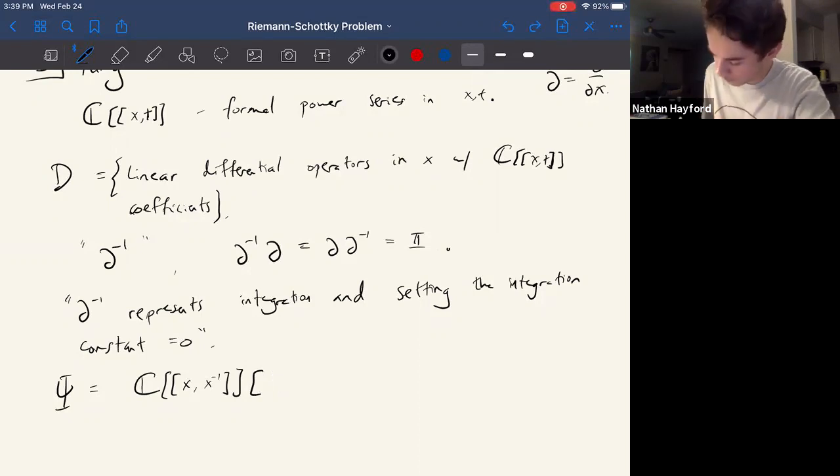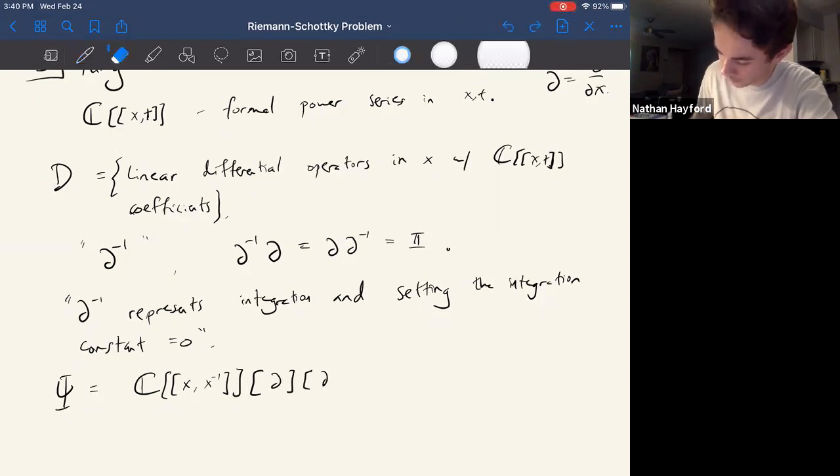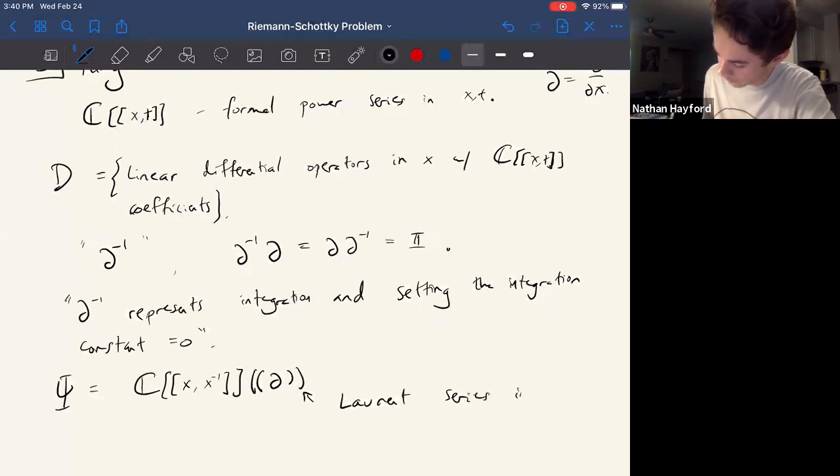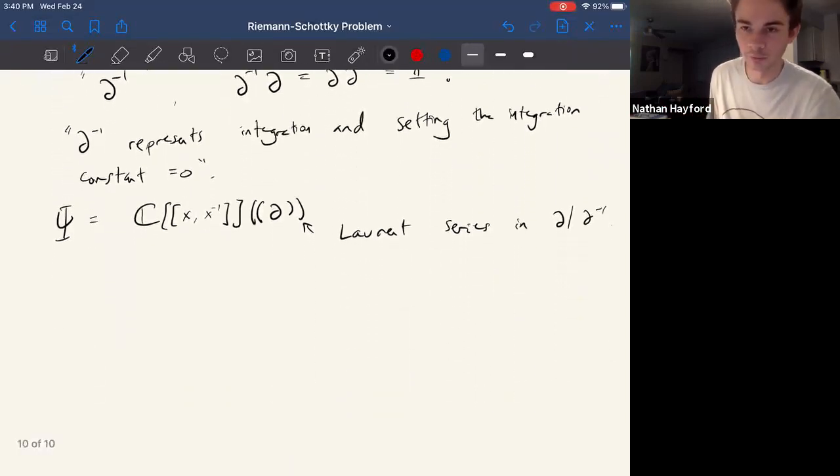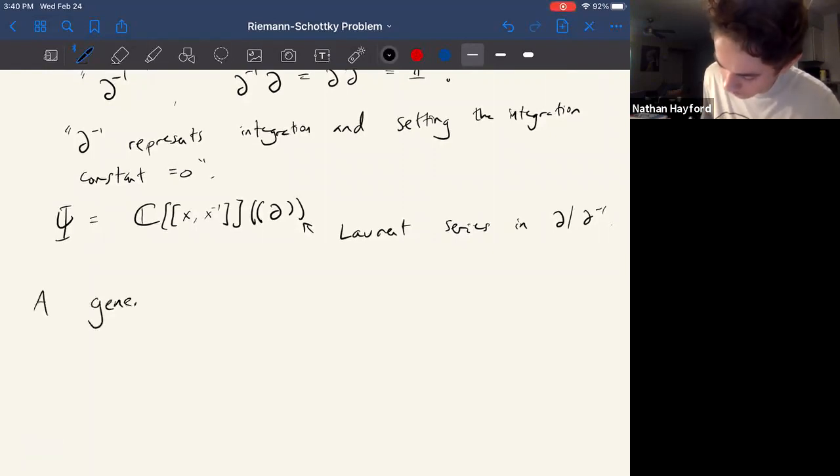It should be polynomial in D and Laurent series in D inverse. So it should be round parentheses here. Probably the best way to write it is this. So this means Laurent series in D inverse, and I'll explain exactly what I mean. So what does a generic element of this look like? We'll instantly clarify any questions. A generic element of this space looks like the following.